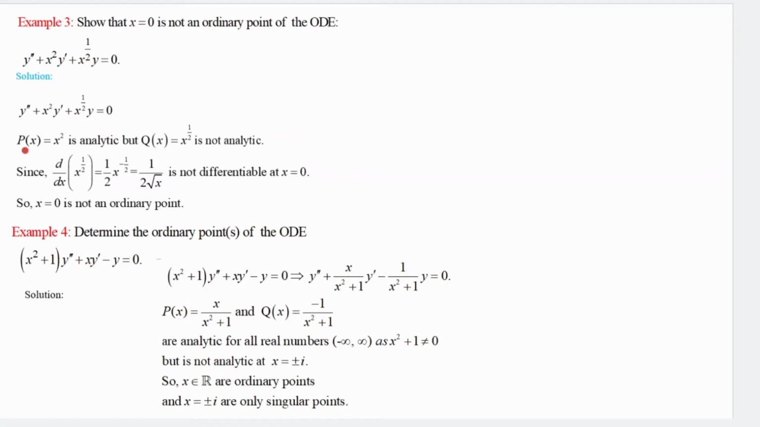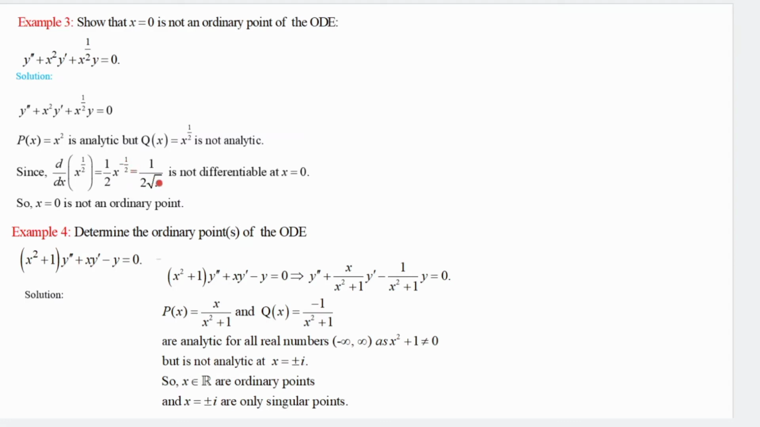We know that this p of x is always analytic, because there is no point where the function is not continuous, and the differentiation 2x is also continuous. That means this p of x is analytic. But here you can see q of x: what is the derivative of x power half? The derivative of x power half is half x power minus half, that means 1 by 2 root x.